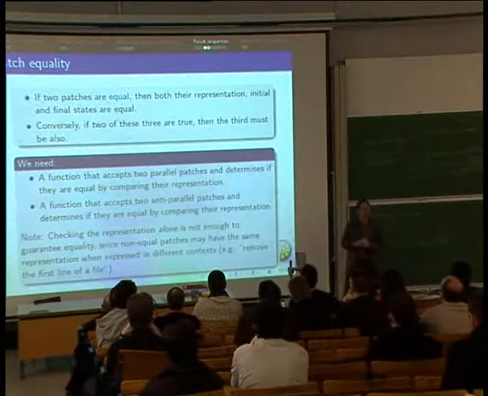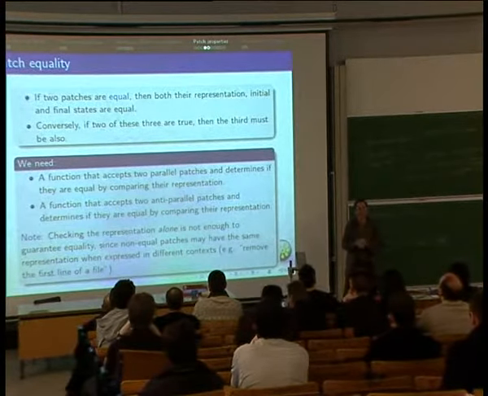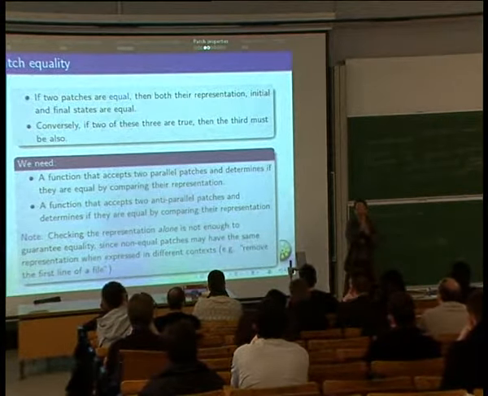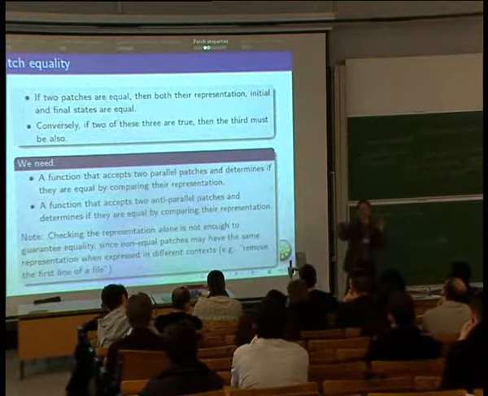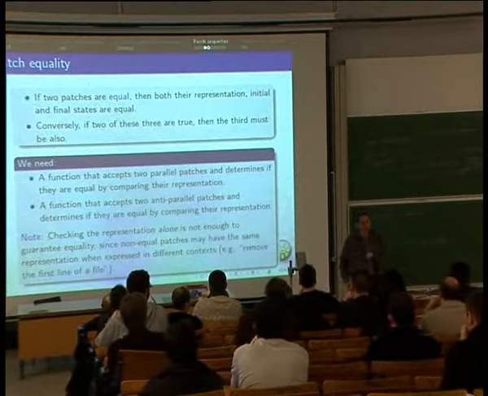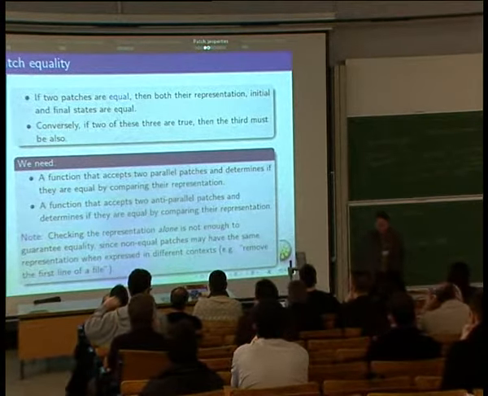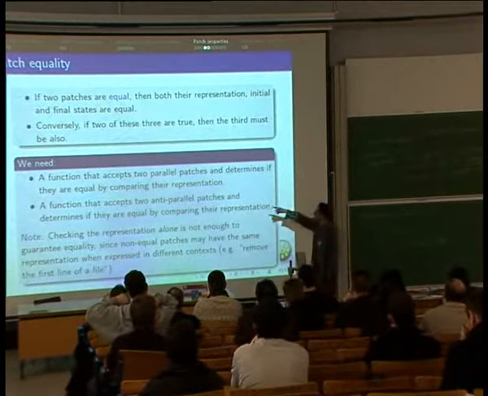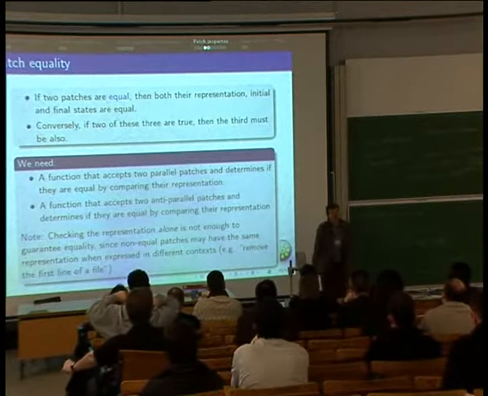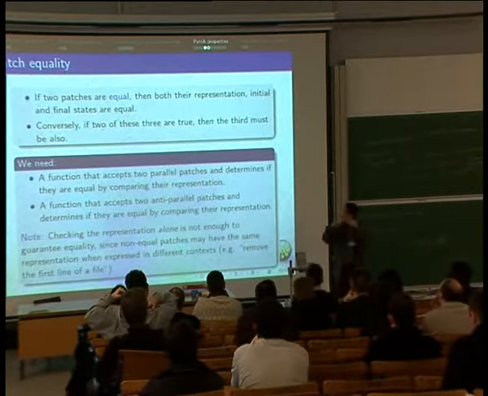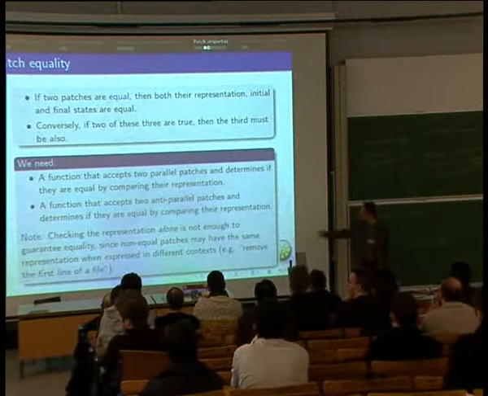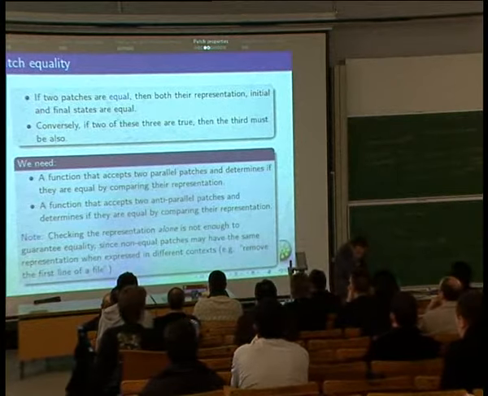Just checking that the representation of the patch is the same is not sufficient to know that the patches are actually equal. For example, something modifying the 100th line wouldn't be the same patch if it's occurring after something had been added at the beginning of the file, because the 100th line would represent something different. So what we need is a function that accepts two parallel patches and determines if they're equal by comparing the representation, and we need a function that accepts two anti-parallel patches and determines whether they're equal. And then my note is what I already said.